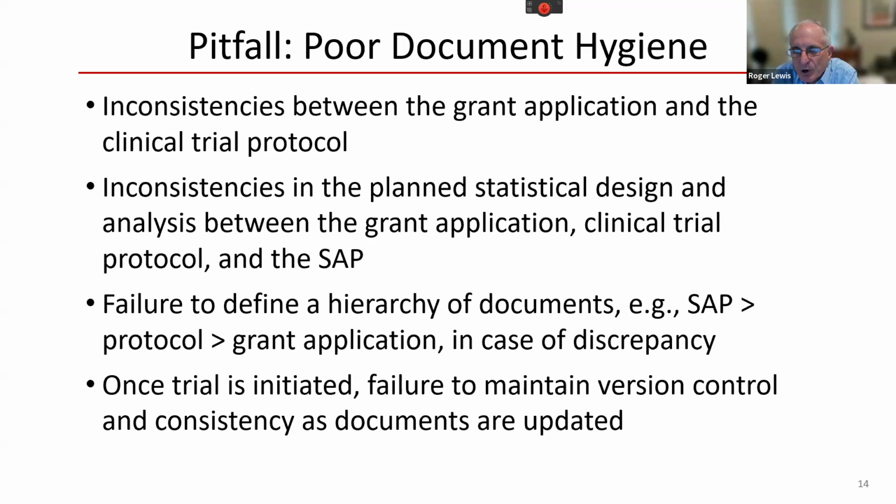That is going to be a marker of having run out of time and will imply a lack of attention to detail, which is concerning in this setting. And reviewers may or may not take whichever version of the item they think is strongest. There may be inconsistencies in the planned statistical design between the grant application, trial protocol and the SAP. Therefore, it's really important, next bullet, to define a hierarchy of documents that says that for statistical analysis, the SAP overrides the protocol, which overrides the grant application.